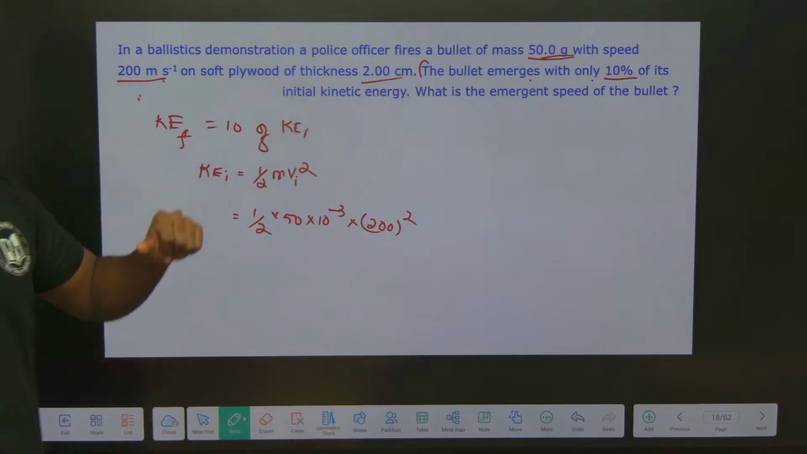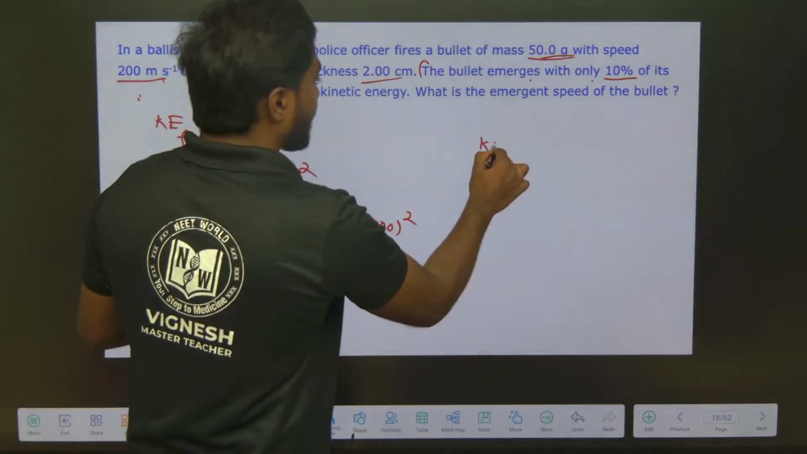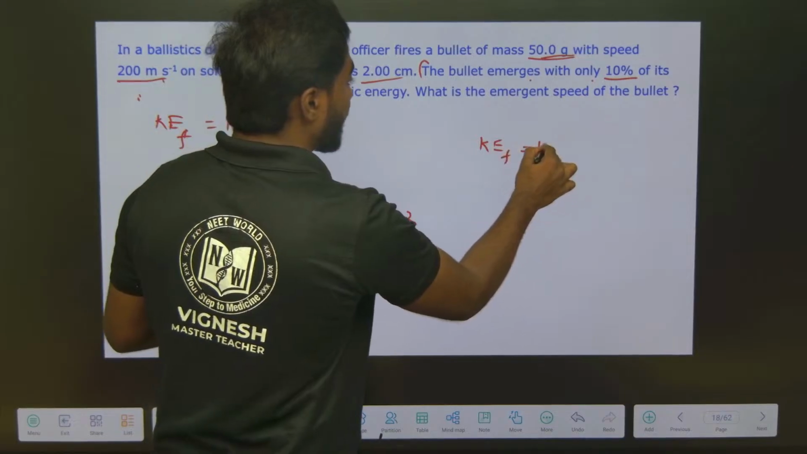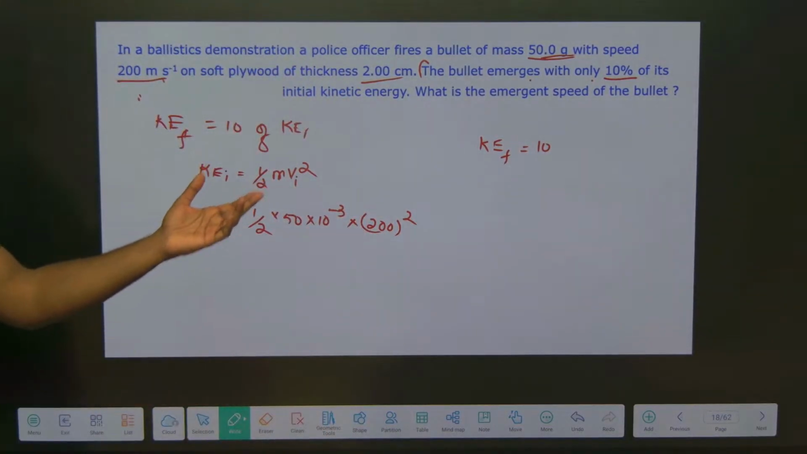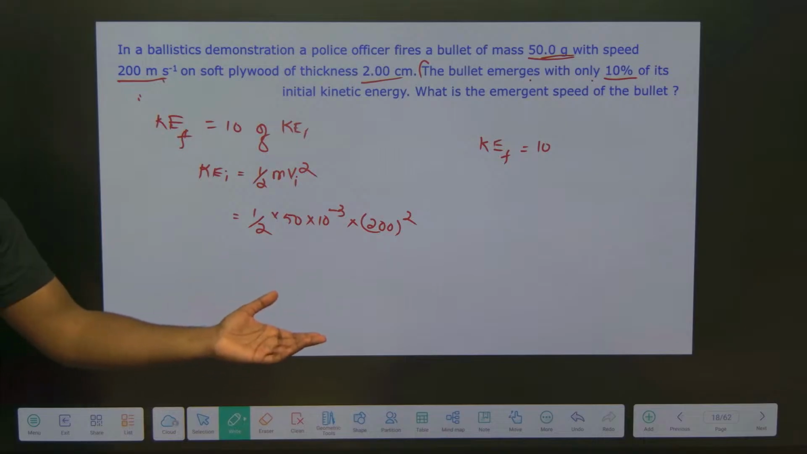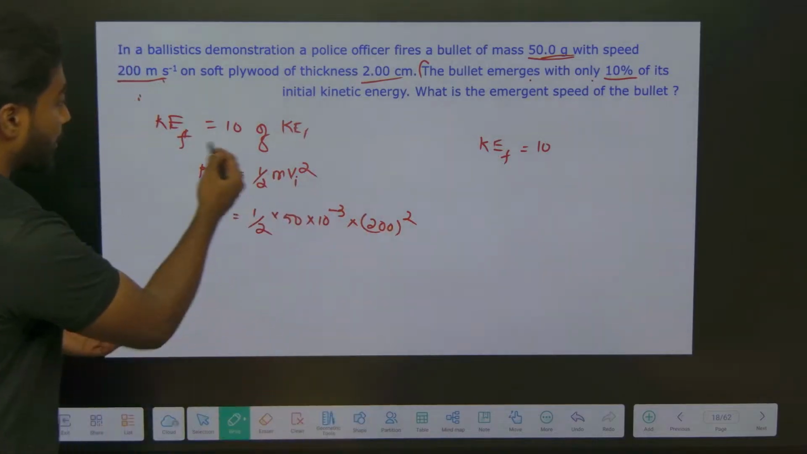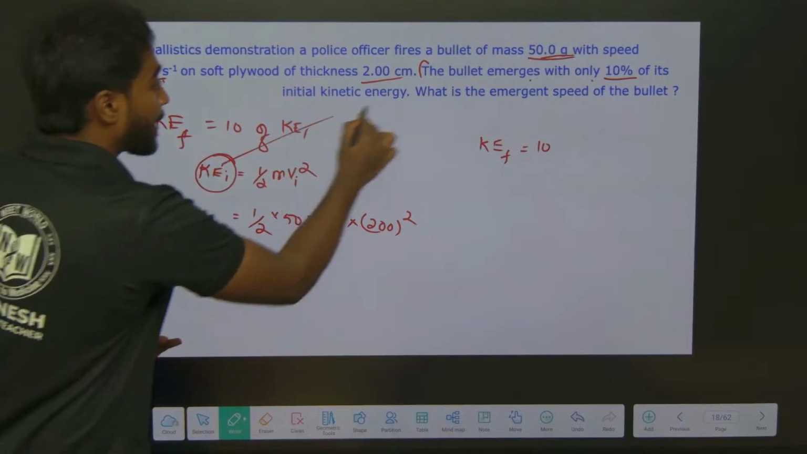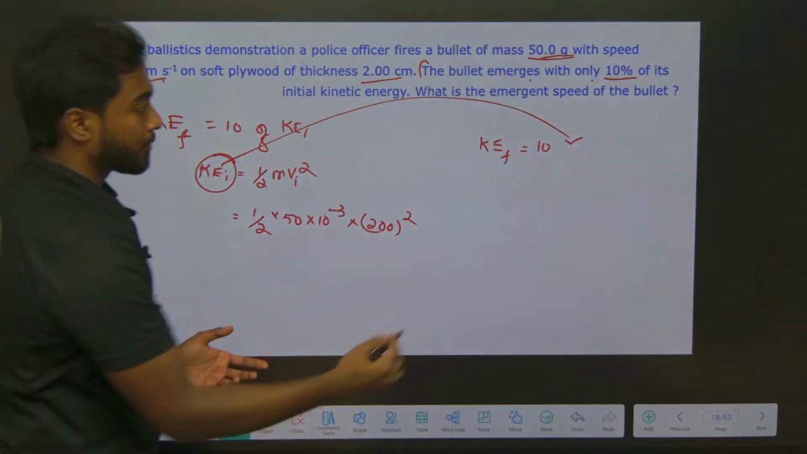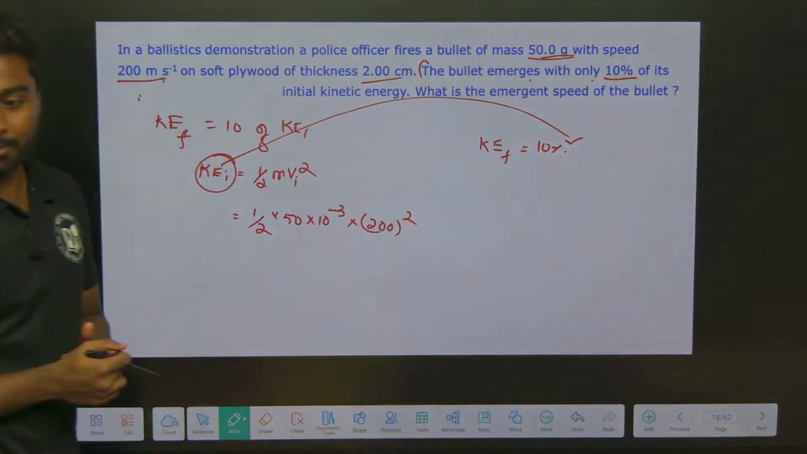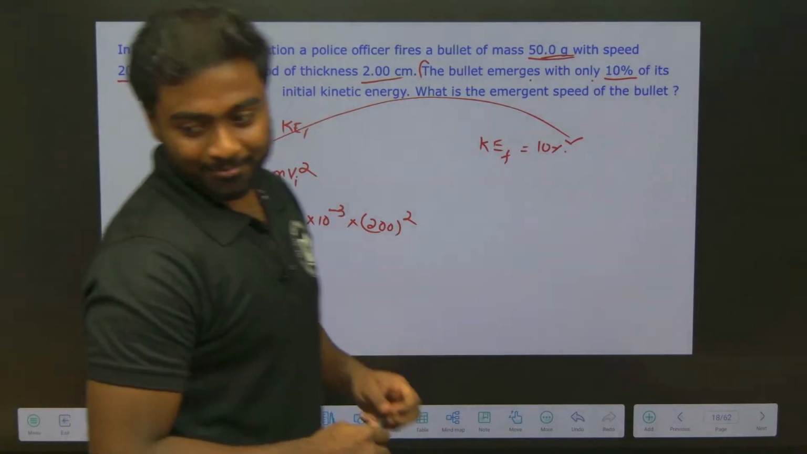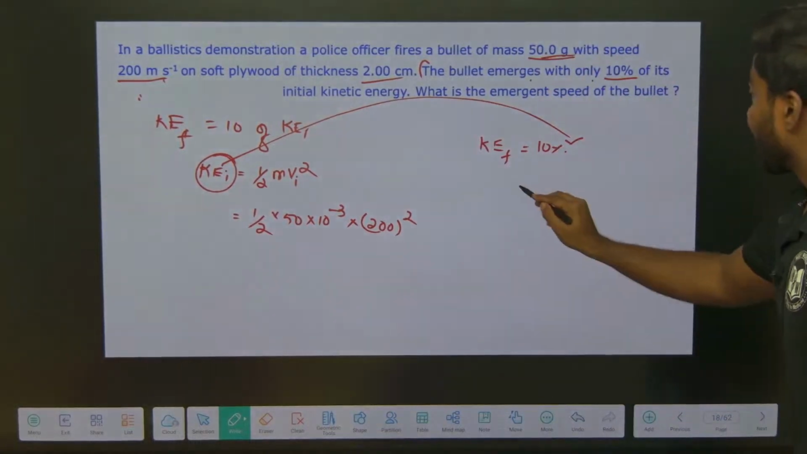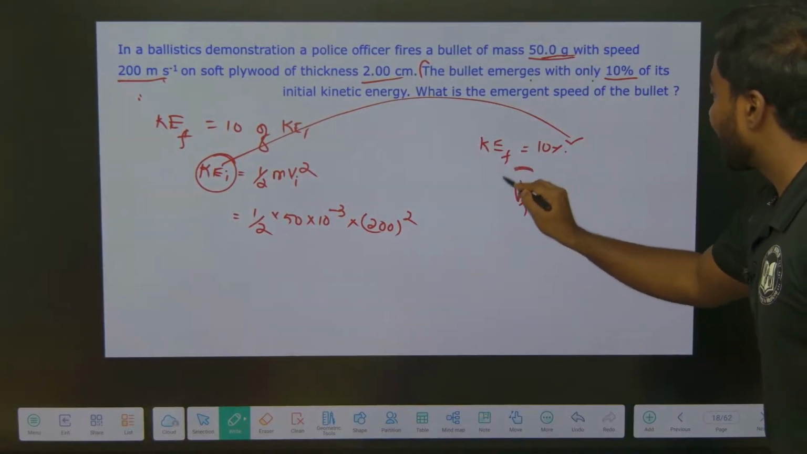What about the final kinetic energy? Final kinetic energy will be equal to 10%. So 10 by 100 into 10, I need to substitute this value there. That's it. This value you are getting is 10. Okay. Give the answer now. I need the final velocity.